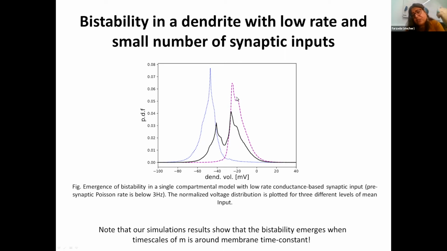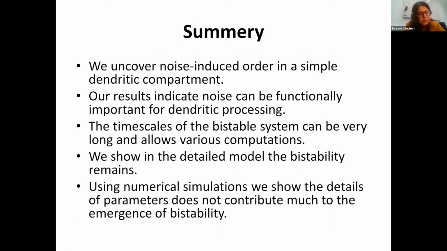And here we also studied how sensitive it is to the parameter tau m. We found that with a smaller tau m, around the membrane fluctuation time scale, you can still get the bistability here numerically. So I summarize my results, and then I show a couple of outlooks that are not part of the current published paper.